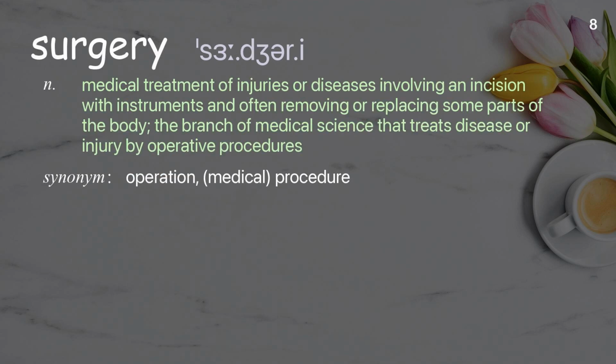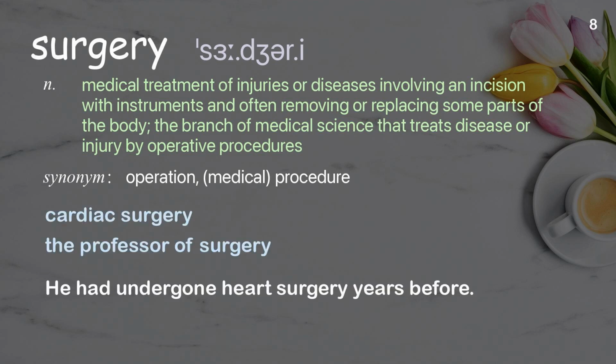Surgery. Medical treatment of injuries or diseases involving an incision with instruments and often removing or replacing some parts of the body, the branch of medical science that treats disease or injury by operative procedures. Examples. Cardiac surgery. The professor of surgery. He had undergone heart surgery years before.